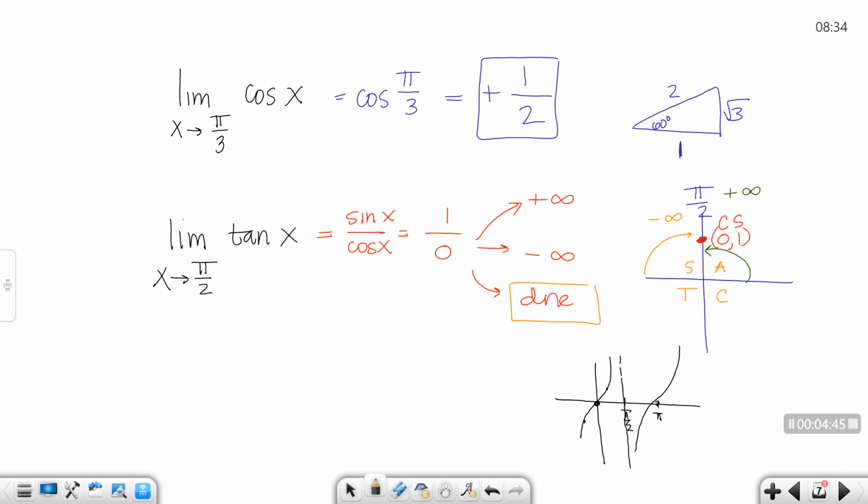So you'll see on this side, the left side of pi over 2, the graph is going upward to positive infinity. On this right side of pi over 2, the graph is going downward to negative infinity. You'll see that they do not meet, and that's why the limit does not exist.